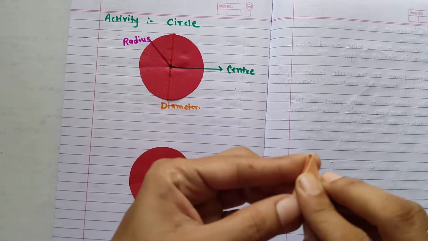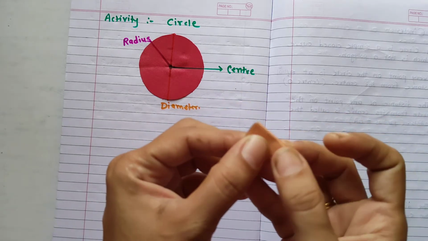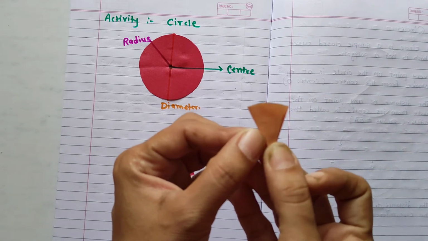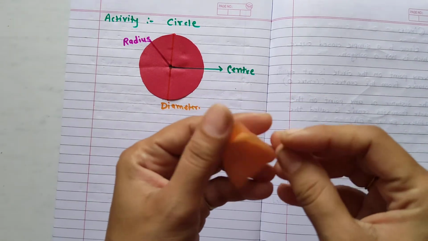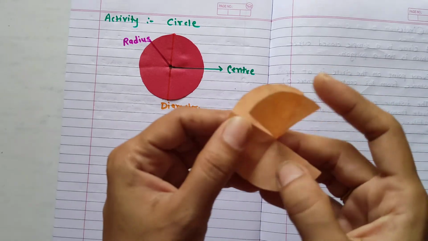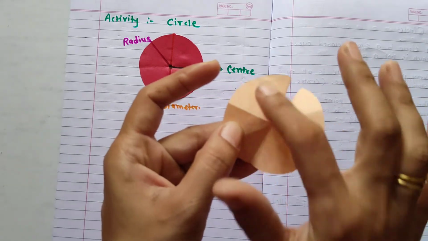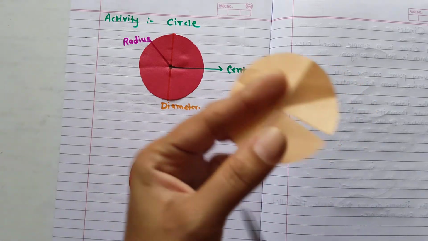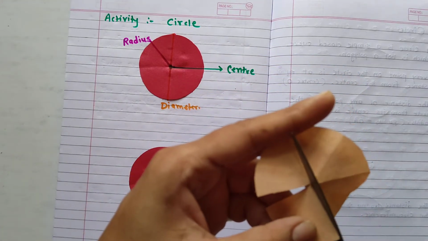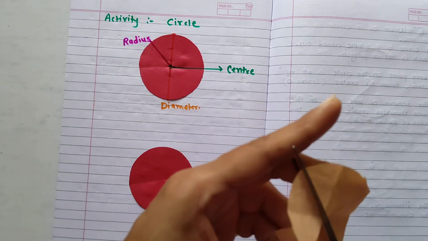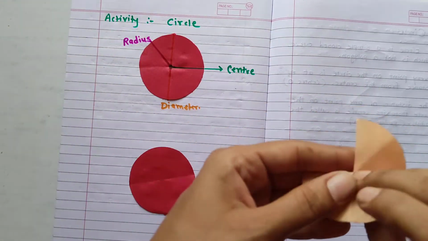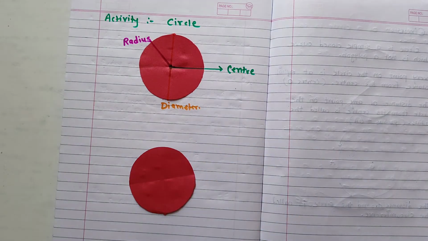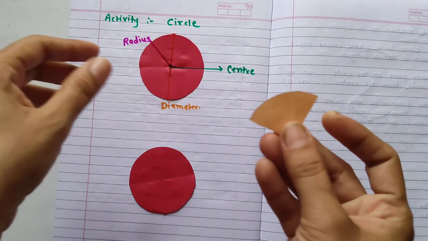Again if you want to, you have to fold it again. Okay, so in this way you have to get the sector of the circle. So I will fold here only 2 times. Okay, so here we get these 4 parts. So I cut here one part. Okay, see, this is a sector.